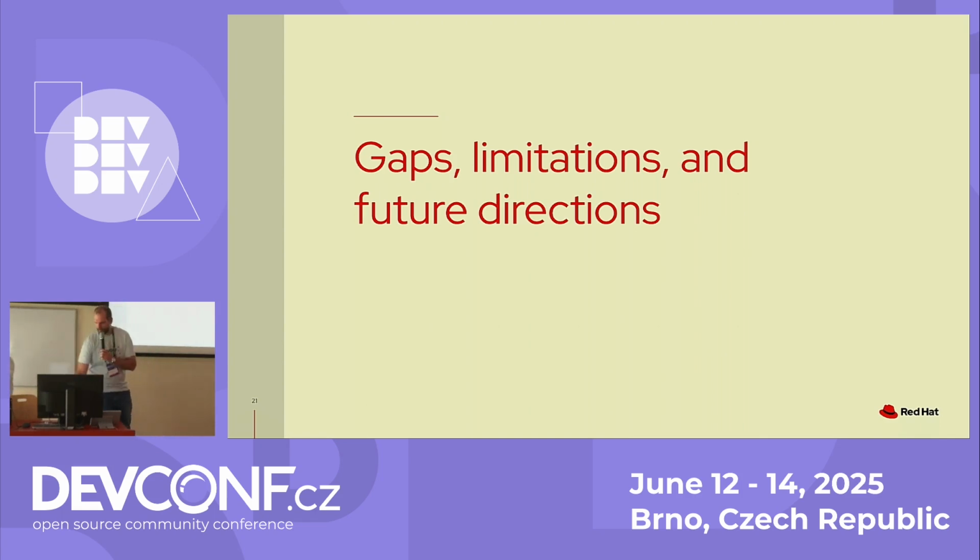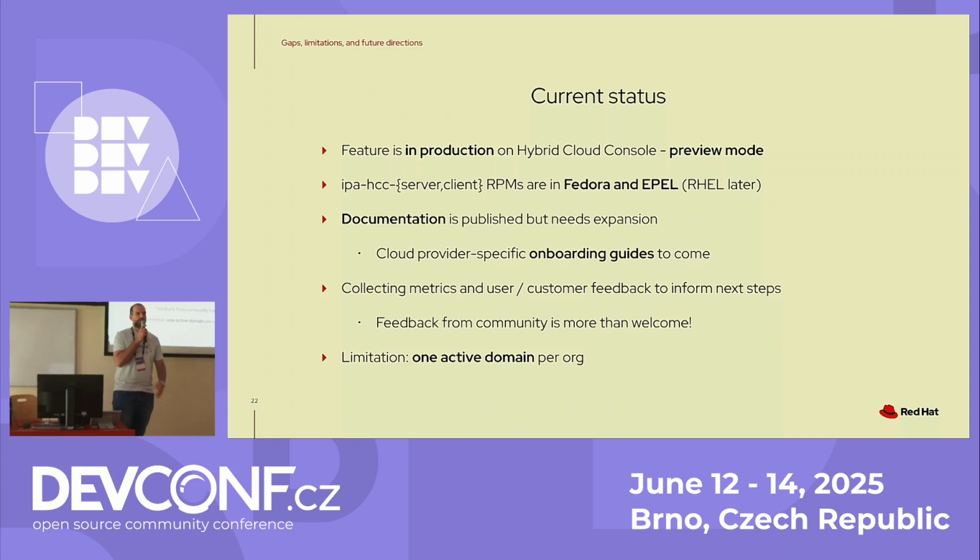So I'll speak a bit about the gaps and limitations. Features in production: the hybrid cloud console is in preview mode, but you can use it, and if you have any questions or concerns, you have the blog posts we shared. They detail all the steps and have the links to the documentation. They also explain the architecture in more of a deep dive, and there are also all the videos. So the documentation is published. The packages are in Copr, as Sasha already mentioned.